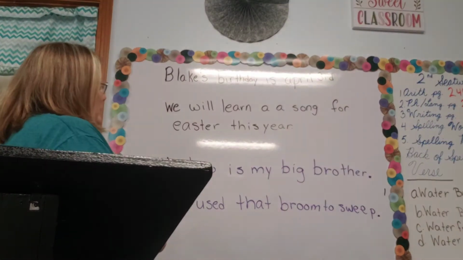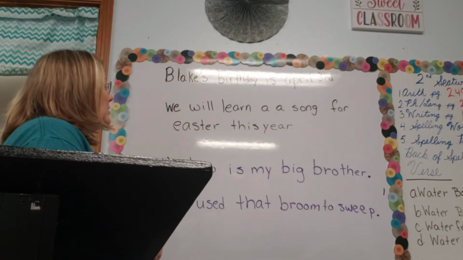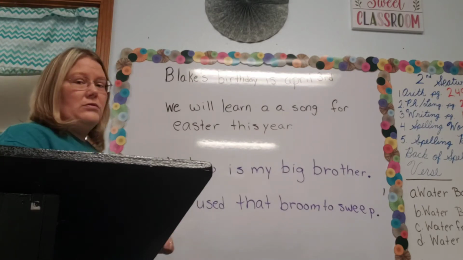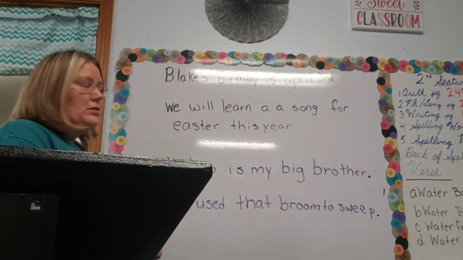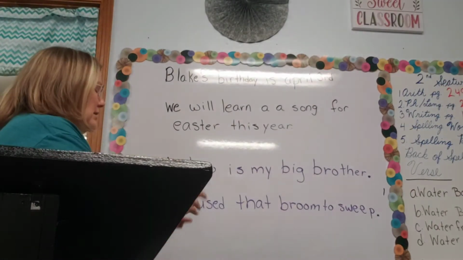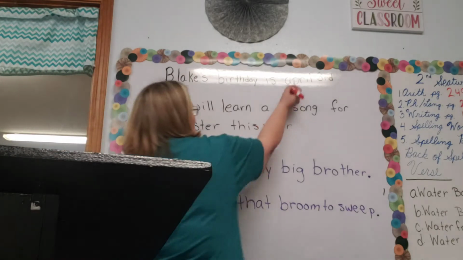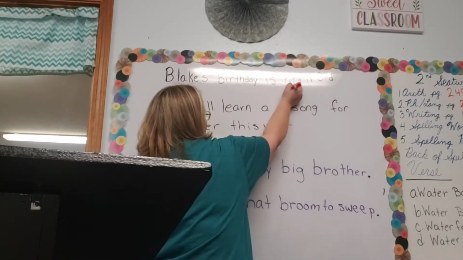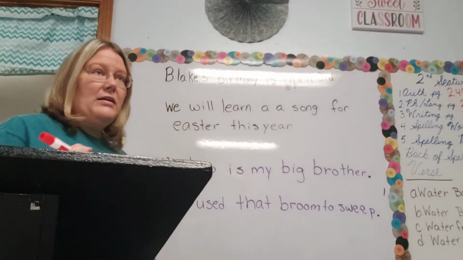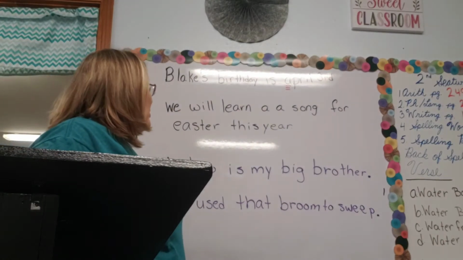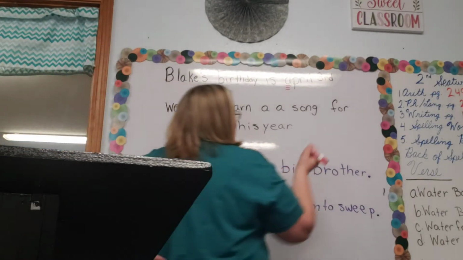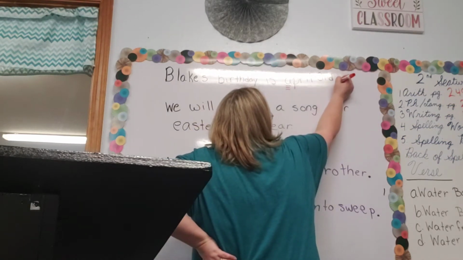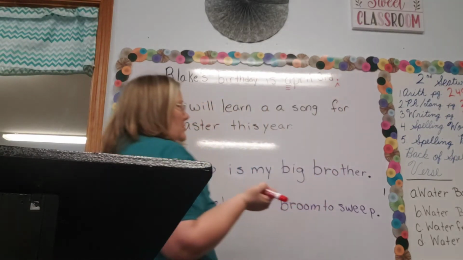So it says Blake's birthday is April 3rd. Okay, our sentence sounds right, but there's one thing that needs to be capitalized, and we need some punctuation at the end. Okay, so if you'll remember, when we need to capitalize a letter, we underline it 3 times. April should be capitalized because it's a month. And then we need punctuation at the end. Blake's birthday is April 3rd. So it's just giving us a statement. We put our punctuation and put your caret underneath.